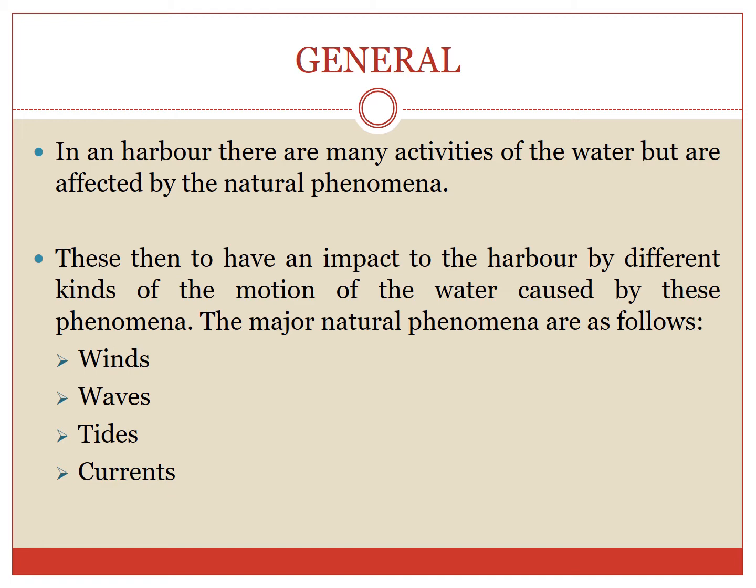In a harbor, there are many activities of water, but they are all affected by natural phenomena. These then have an impact on the harbor by different kinds of motion of water caused by these phenomena. The four major natural phenomena are winds, waves, tides and currents.